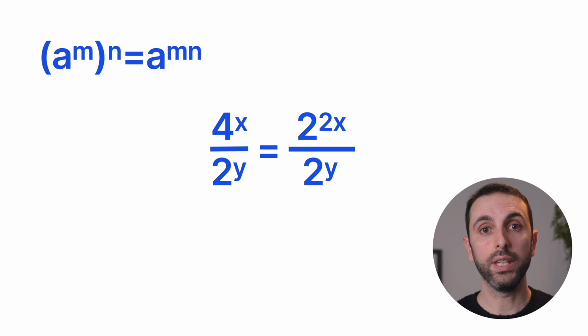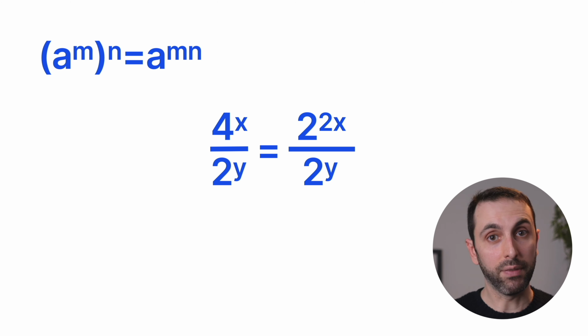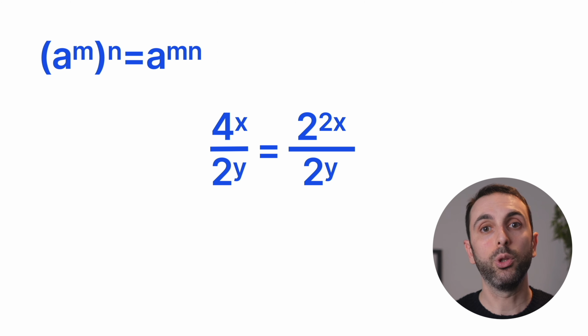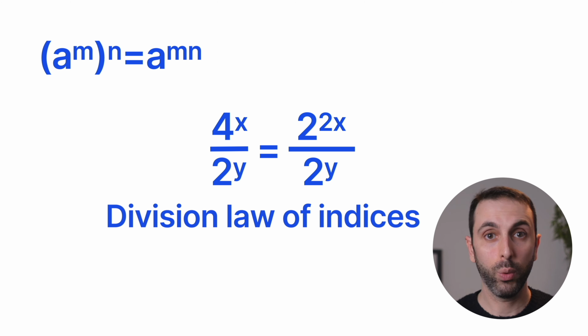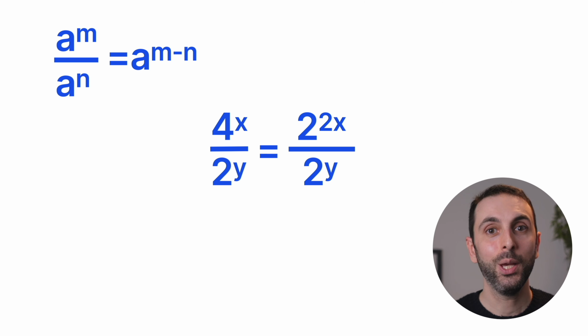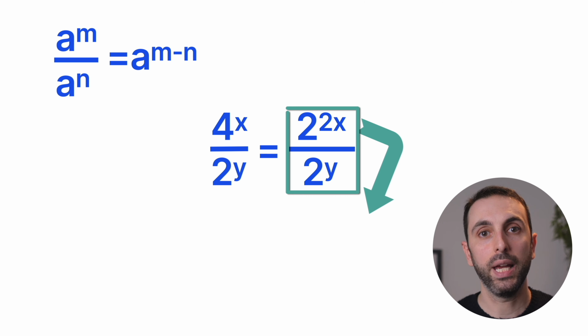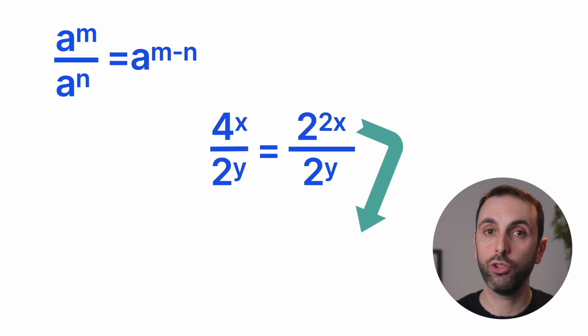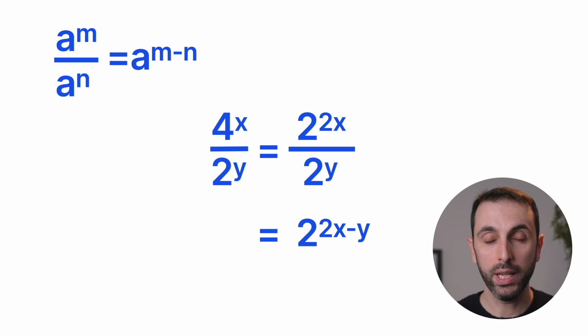Since we now have these two parts of the expression having the same base, we can now use the division law of indices, which I'll write on the side. 2 to the power of 2x divided by 2 to the power of y is just 2 to the power of 2x minus y, since we can just subtract the powers.